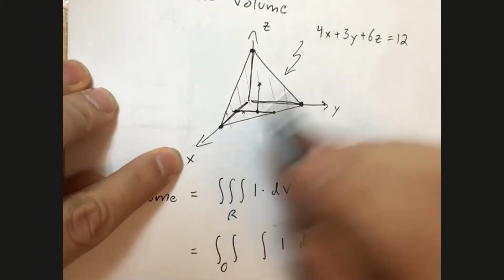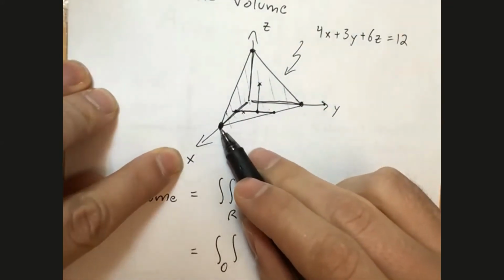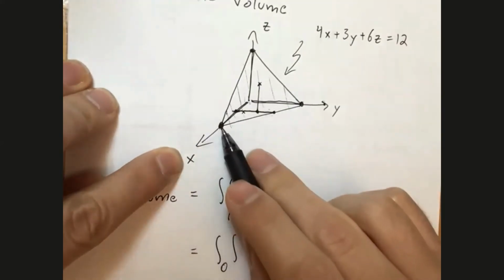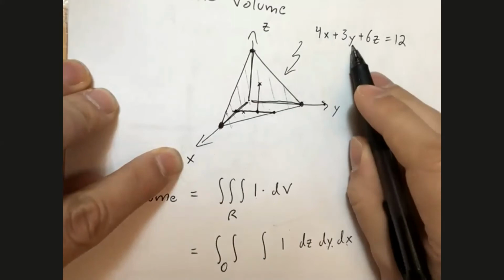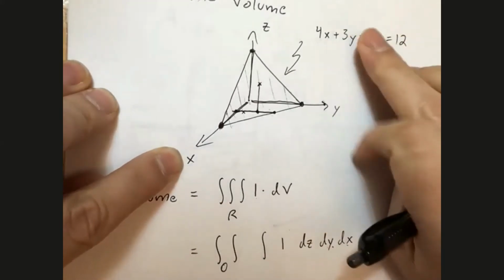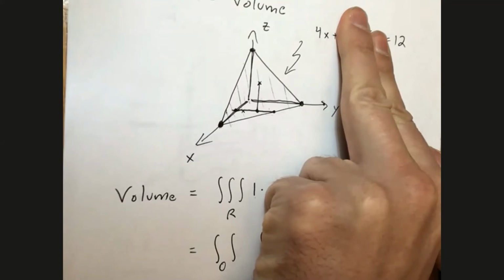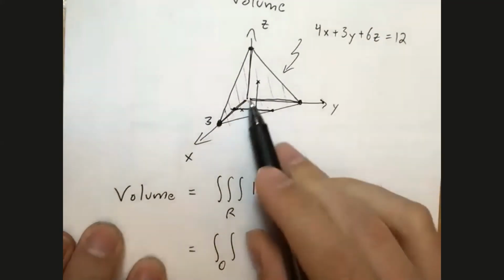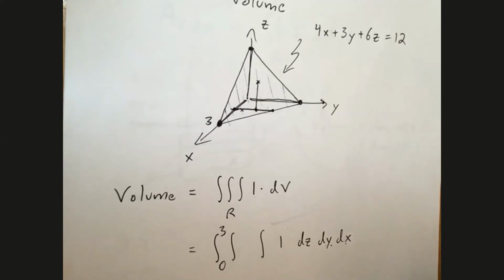This is not really even a calculus problem. It's just an algebra problem. What point is this, according to this equation? Well, I'm on the x-axis, so y and z are 0. So that just says 4x equals 12. So x must be 3. So x goes from 0 to 3. Okay. That's the easiest part.